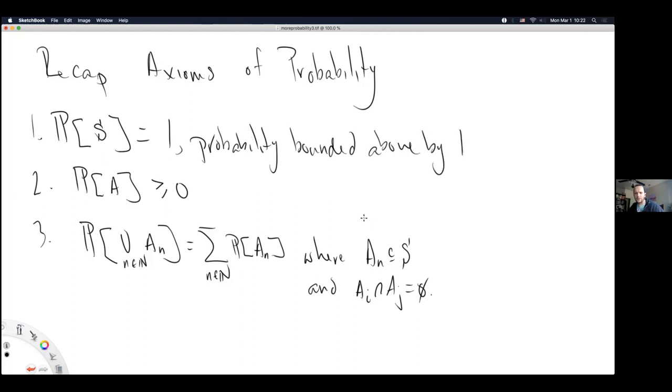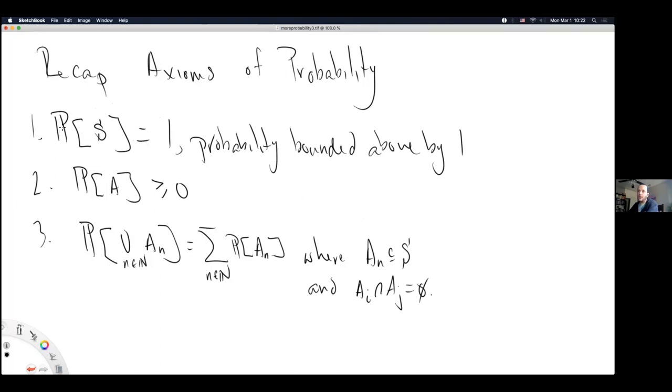Okay, there's another question in the chat. Is the first axiom just a given statement, since it will never equal anything different than one? Yes, this is just a statement of fact. You don't have a probability function if the function applied to the sample space is anything different than one. This is like a requirement. You should almost think of it as a requirement.